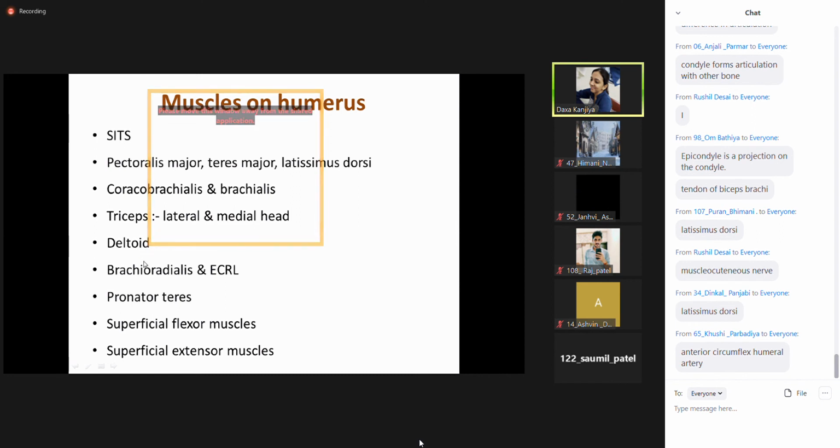Insertion of deltoid on the deltoid tuberosity. In the lower aspects of the lateral supracondylar line, brachioradialis and extensor carpi radialis longus. Then the common origin of the superficial flexor muscles and superficial extensor muscles.